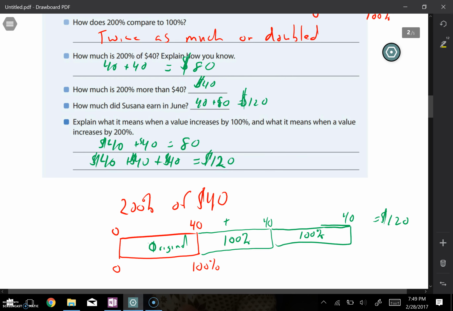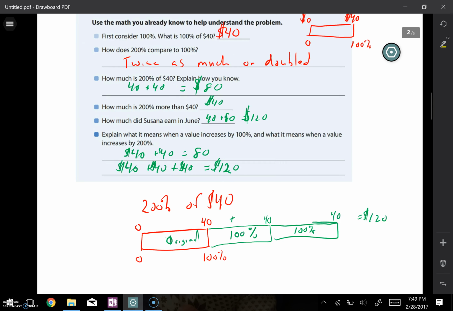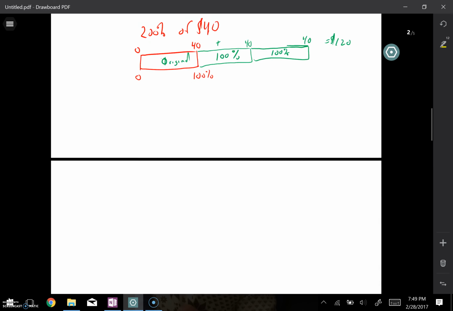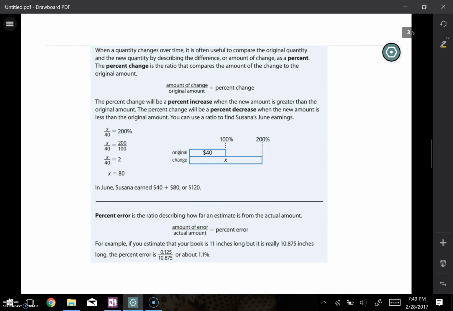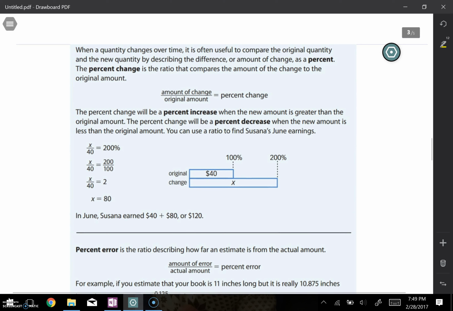And that's just my visual model. The original amount plus 100%. Write that a little neater for you guys. And then here is actually the book's model.